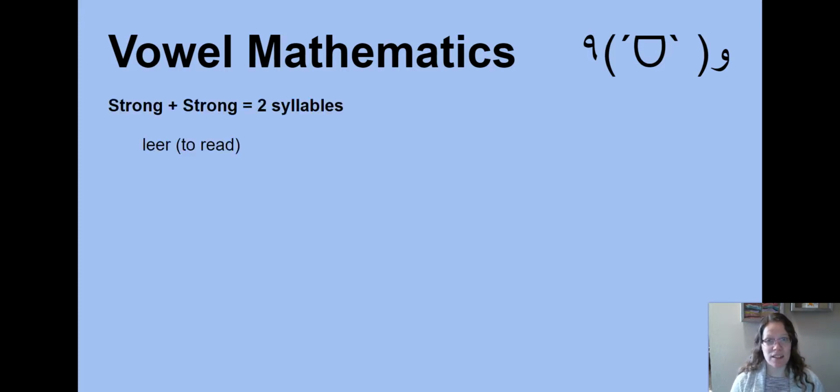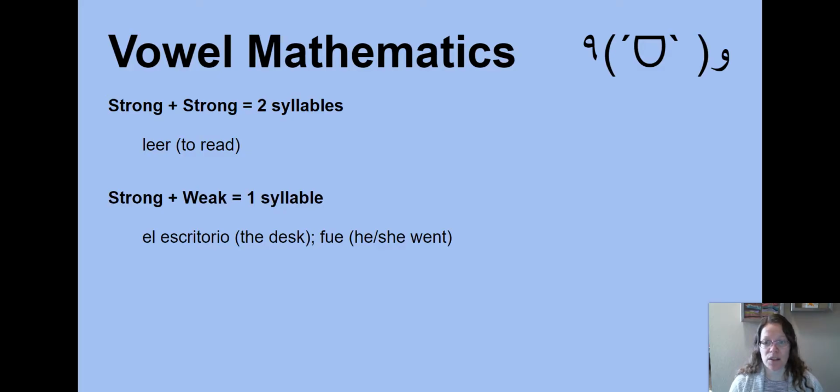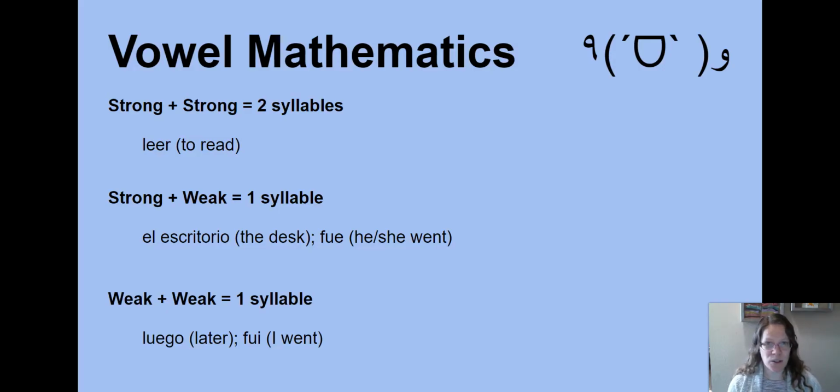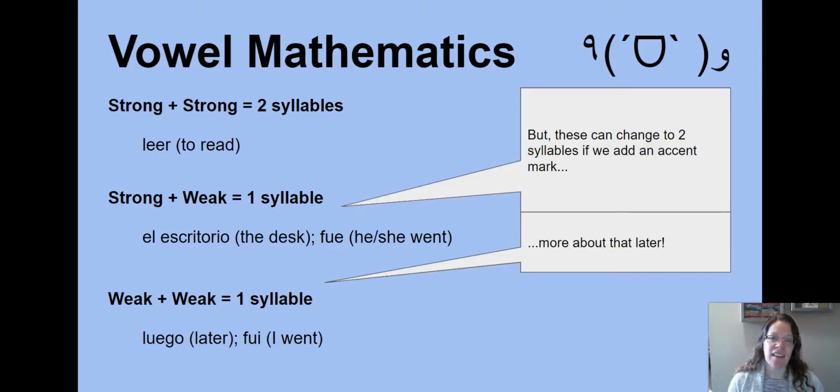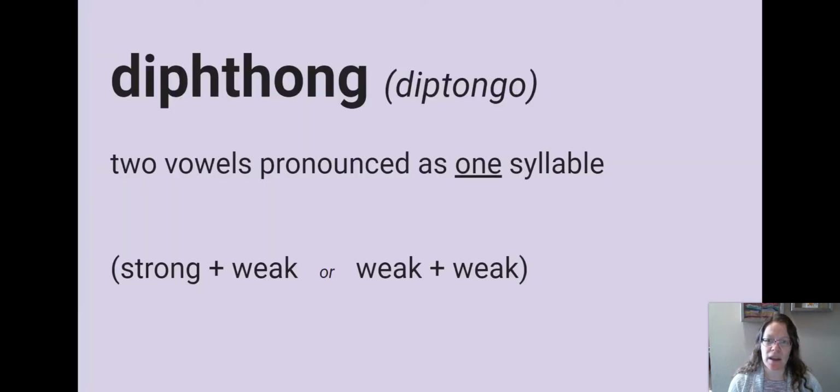When you have a strong plus a strong, that becomes 2 separate syllables. For example, leer. When you have a strong plus a weak, it becomes 1 syllable. For example, escritorio, fue. And when you have weak plus weak, it also becomes only 1 syllable. For example, luego, fui. The ones that only have 1 syllable will change into 2 if the word has a written accent mark. So that's part of the purpose of written accent marks in Spanish. We'll talk more about that in a minute.